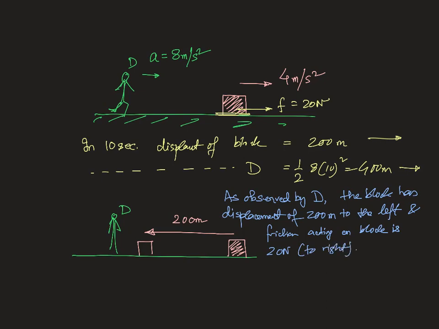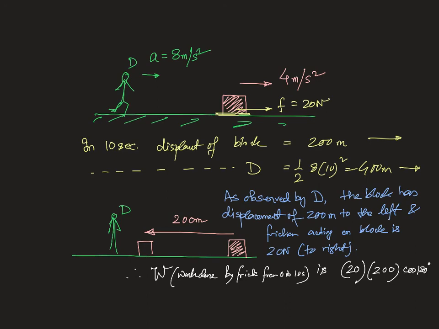So therefore work done by friction you can calculate. Therefore W, that means work done by friction from 0 to 10 second, is force of friction 20 Newton multiplied by 200 meter, but you have to put here cos 180 degree, because friction is towards the right and displacement is towards the left. So this makes this minus 4000 Newton.